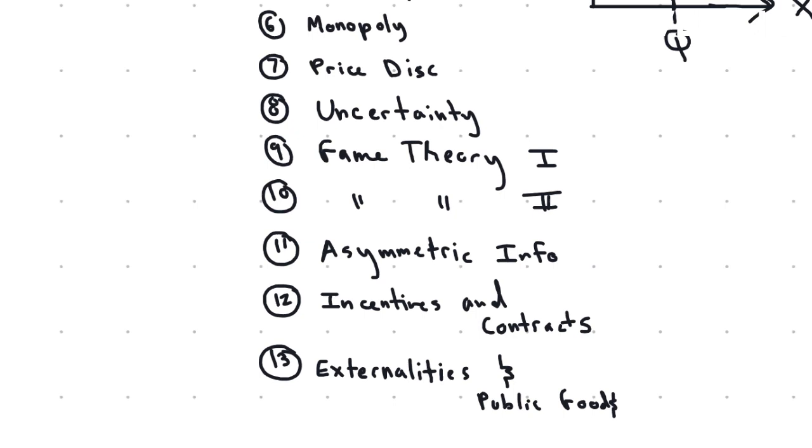Okay, so chapter 8 is uncertainty. Economic uncertainty refers to a situation in which the future economic environment is difficult to predict and there's a high degree of risk or unknowns involved.